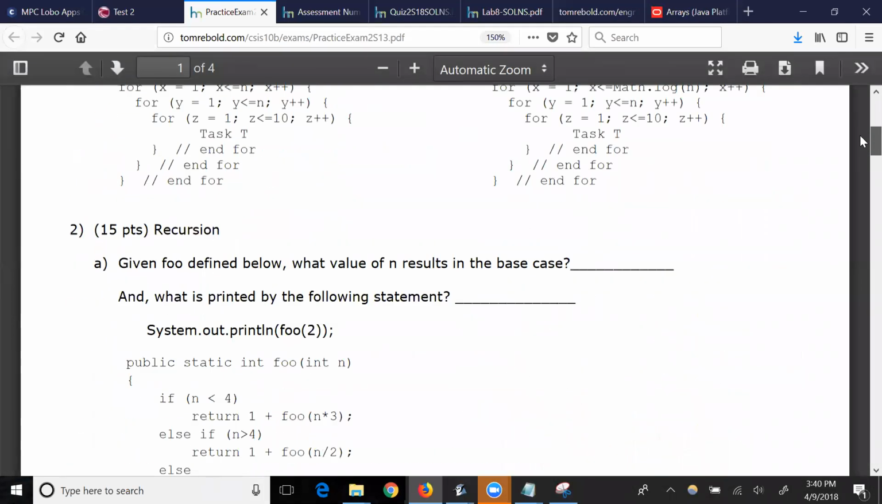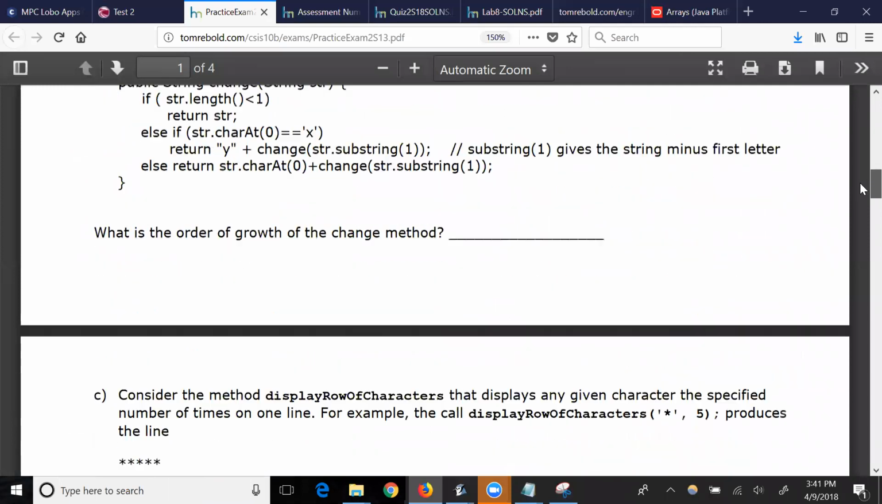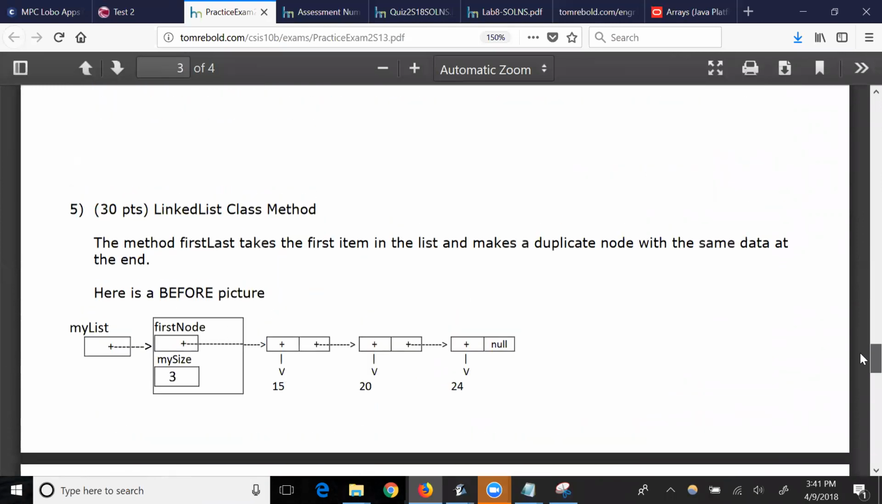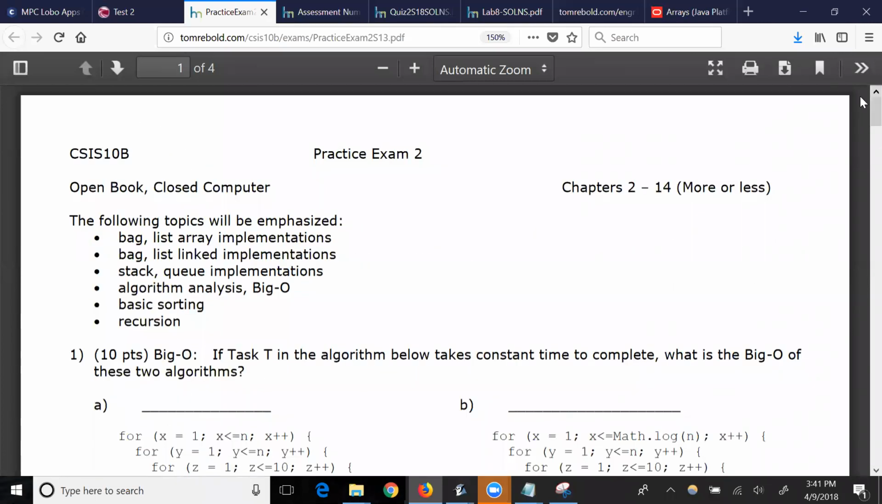Is there anything I missed? I think it covers big O, it covers recursion, reading and writing recursive methods, reading and writing methods that work with lists. I don't really worry too much about stack and queue implementations because they're kind of a subset of lists. So I mainly go for lists. You should be comfortable with array lists and linked lists. You can focus on those if you want.